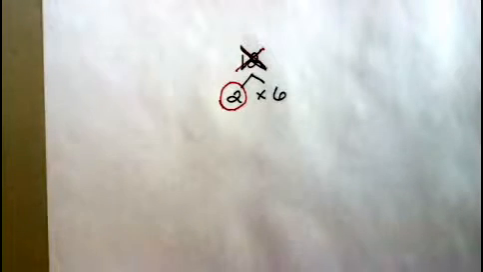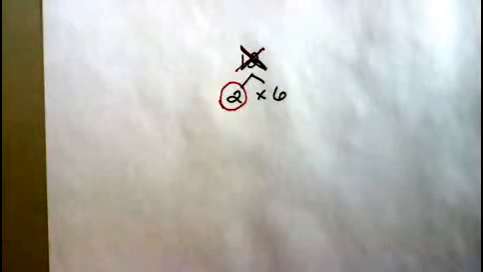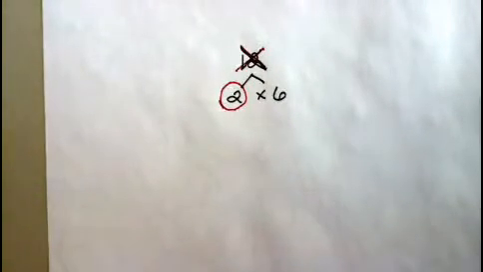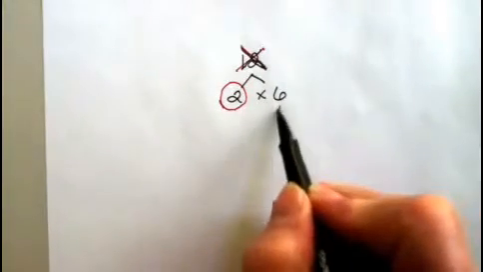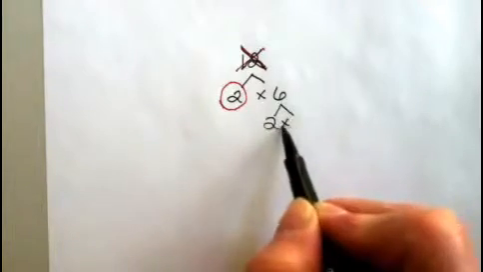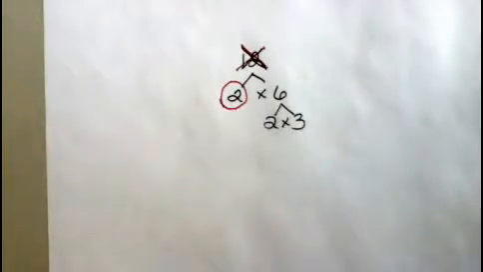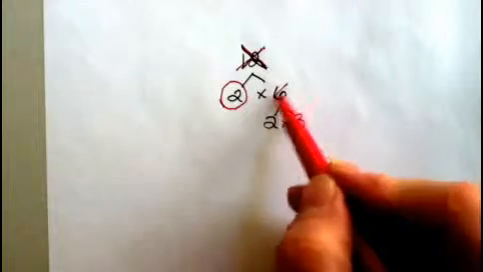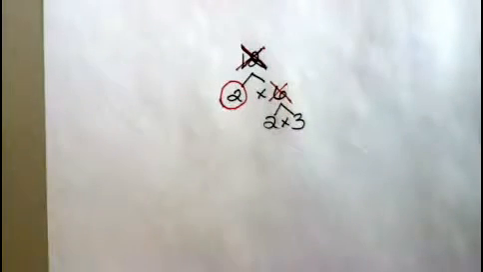Now I look at the 6. Can you think of two numbers that multiply to equal 6? Well, 2 times 3 is 6. But I broke the 6 down, so make sure I cross that number off. And I repeat that process.